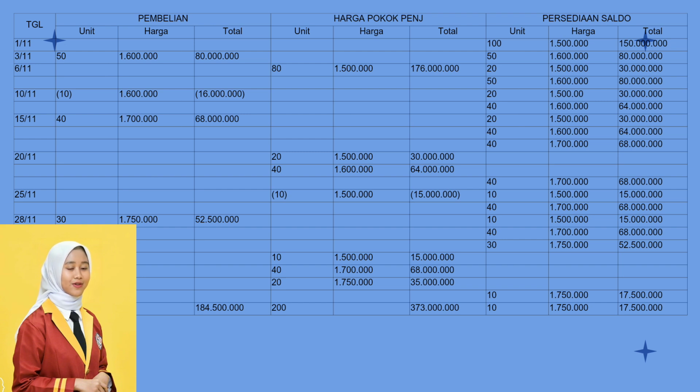7. Resale, November 25th. The company received returns of 10 units from sales on November 20th, so inventory will increase again. 8. Purchase, November 28th. The company purchased another 30 units at a price per unit of IDR 1,750,000. 9. Sales, November 30th. The company sold 70 units at a selling price of IDR 2,350,000 per unit. COGS for these sales will also be calculated according to the valuation method used.